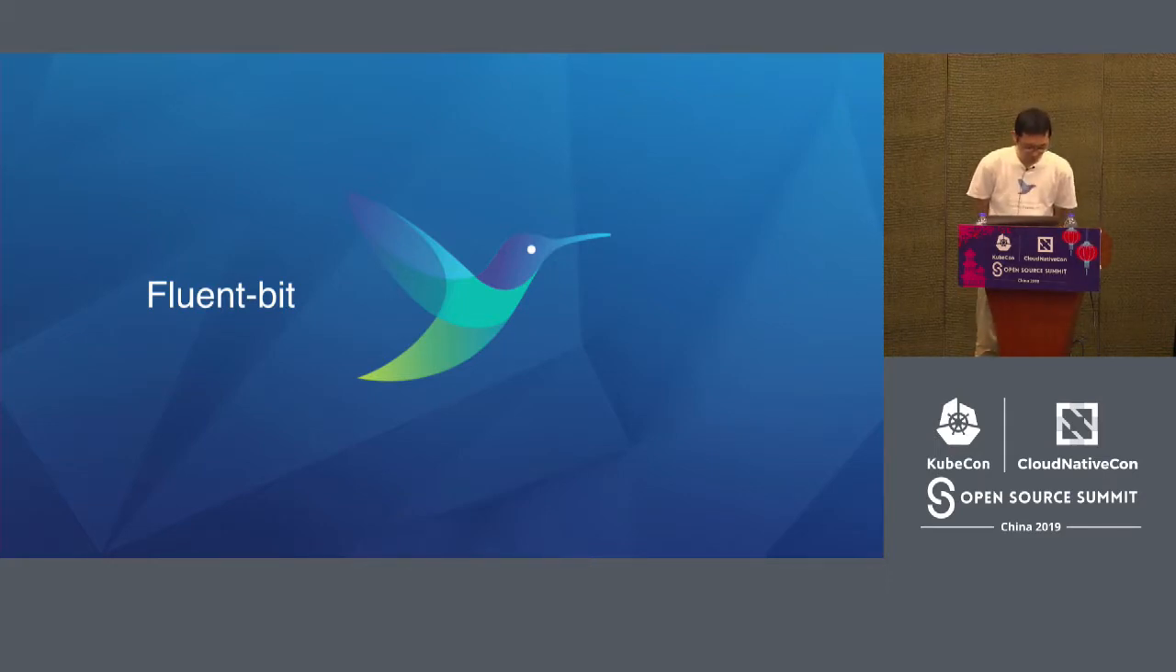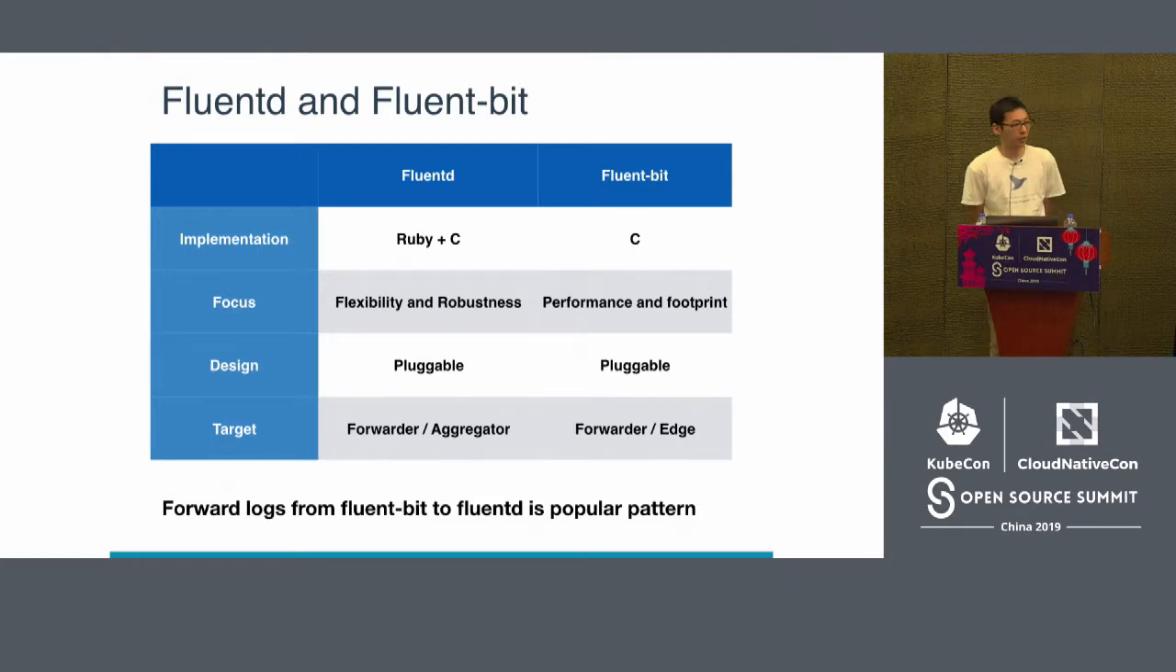This is the last chapter, where I introduce Fluent Bit. Fluent Bit is an important ecosystem on Fluentd. This is a comparison table of Fluent Bit and Fluentd. Fluentd is written in Ruby plus C, but Fluent Bit is fully written in C, so it is a very small application. If you want to reduce memory or CPU usage, you can consider Fluent Bit instead of Fluentd.